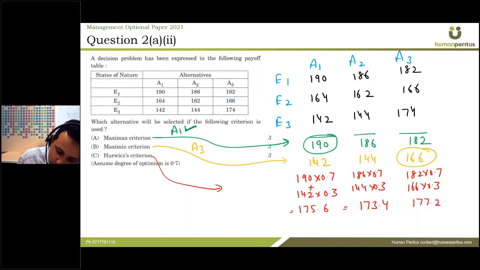Okay, so among the three, which is the maximum? 177.2, which gives me the maximum payoff. Therefore, according to the Hurwitz criterion, I'll choose alternative 3, among A1, A2, A3. Done, guys. This is how you will solve this question. Next one.